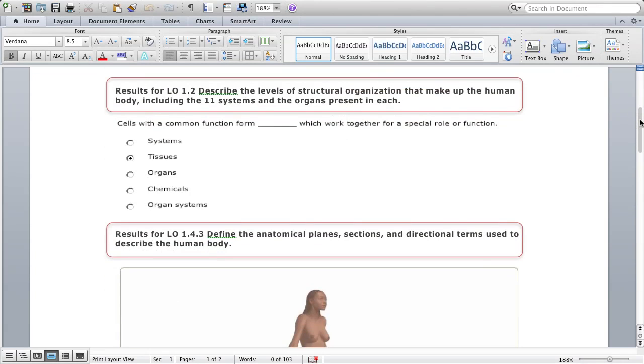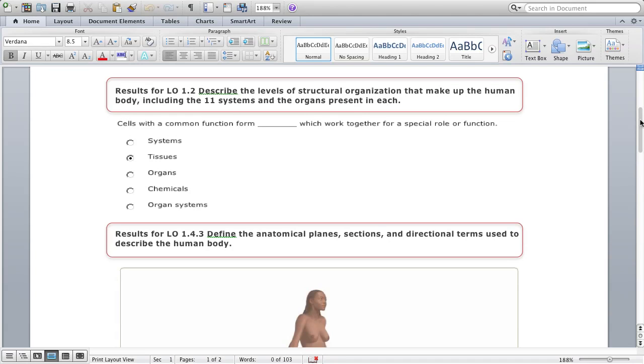The next most missed question is from Learning Objective 1.2, and that's to describe the structural organization that makes up the body. And this question states cells with a common function form blank, which work together for a special role or function. The very first part of the question is what you need to look at specifically. It says cells with a common function. So that means the same type of cell working in concert. The last part of the sentence says that they work together with a special role or function.